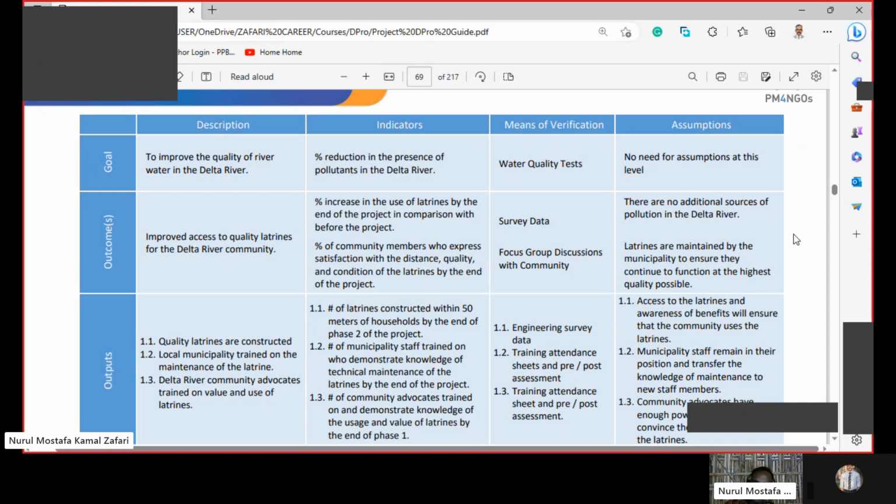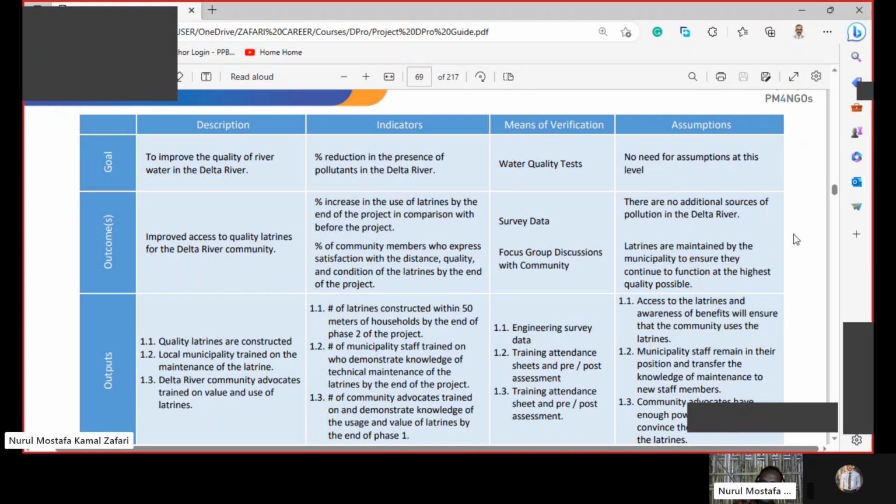Municipality staff remain in their position and transfer the knowledge of maintenance to new staff members. If a big portion of municipality staff are changed or transferred or for other reasons, the cascading of the knowledge and the maintenance of the latrines as per the guidelines and training provided to them will not happen.